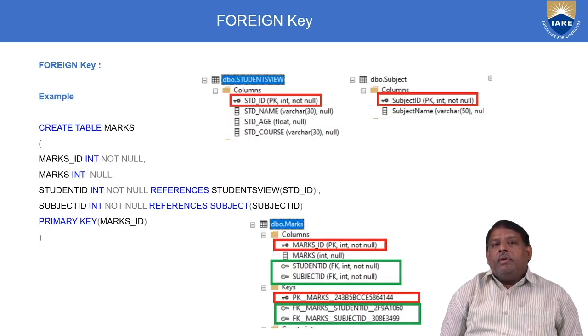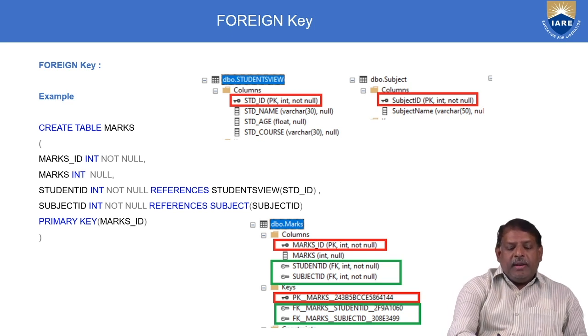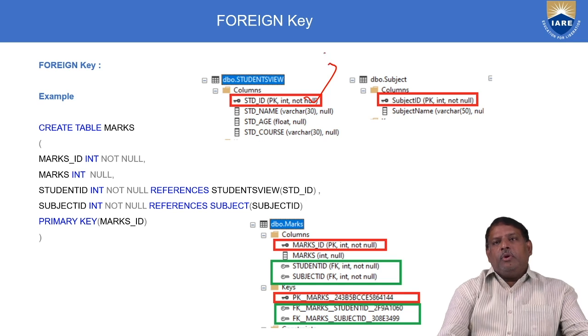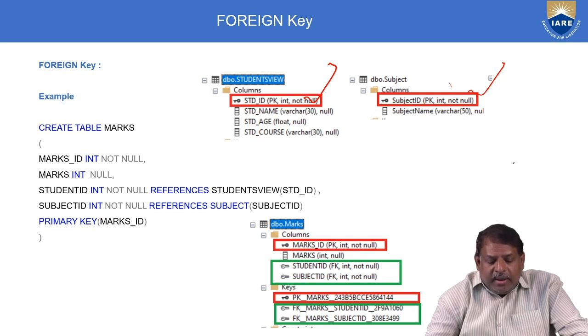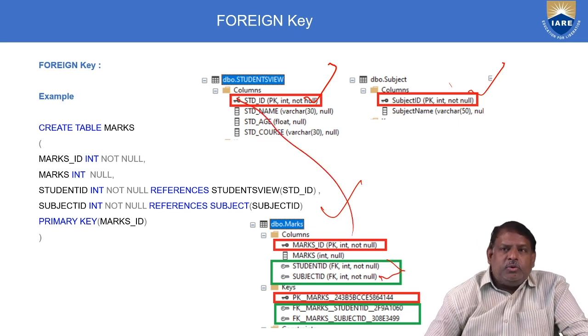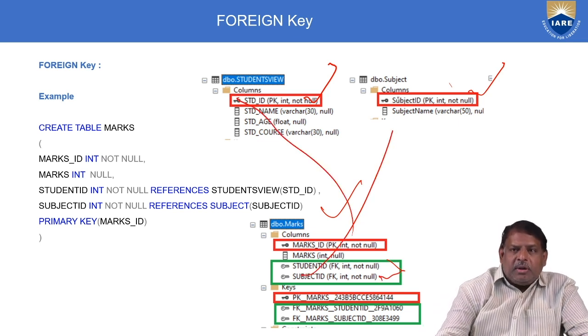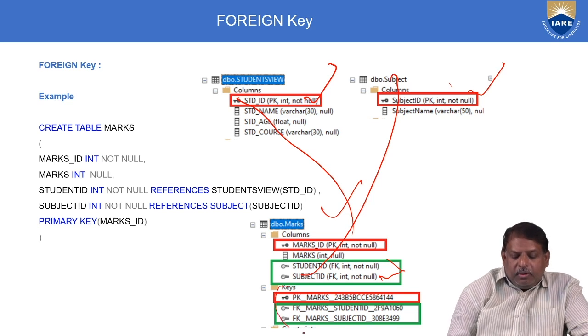Right. Now we have seen how to create a foreign key. The std ID is the primary key in the student table. Subject ID is the primary key in the subject table. We are creating a marks table having two foreign keys. One is student ID referring to the student table, the other is subject ID referring to subject. So the names of the keys will appear like this.